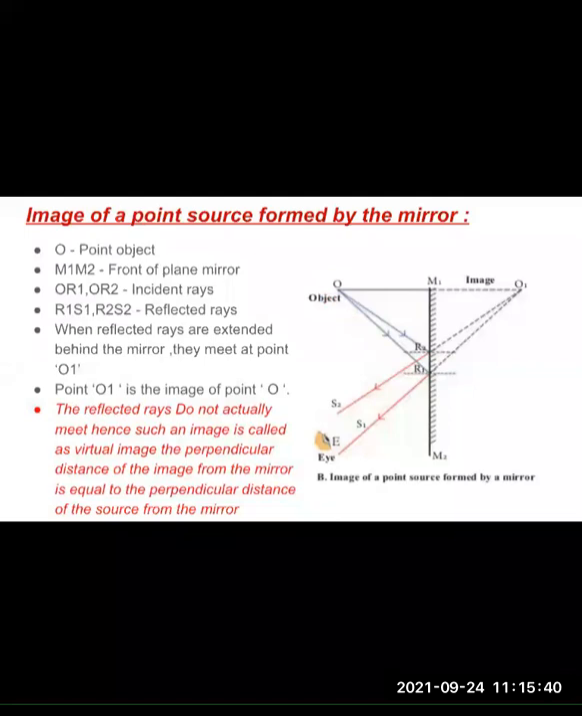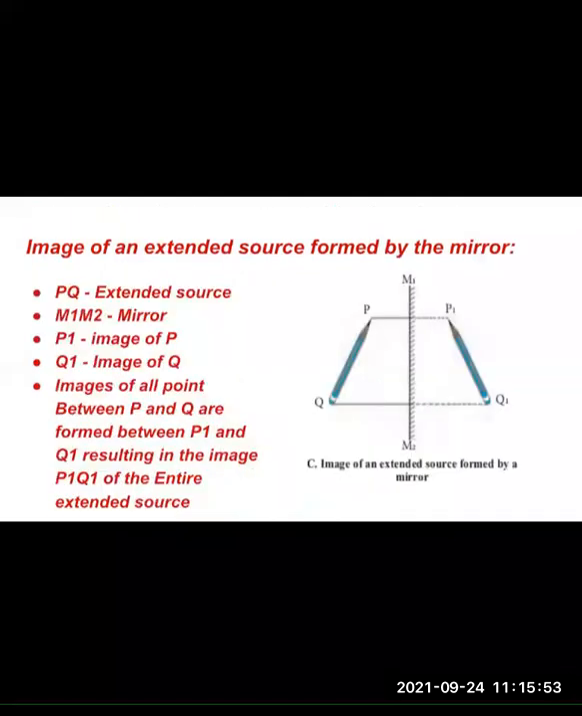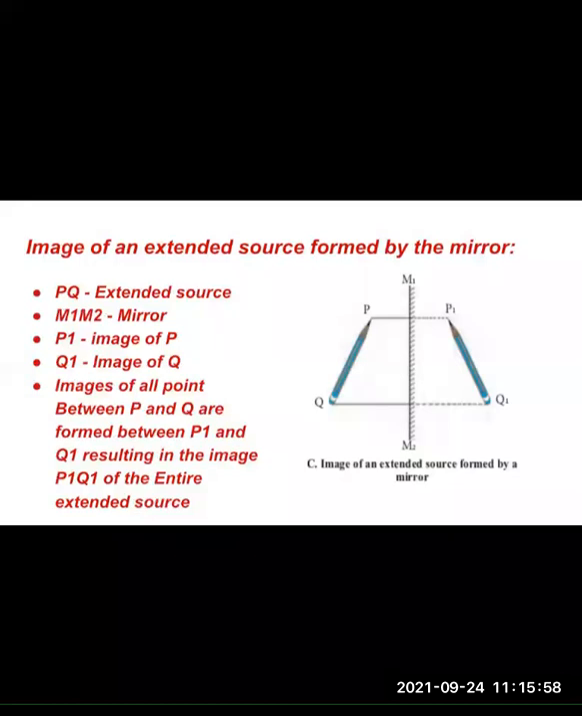The next concept that we will be seeing now is, what if the object is an extended source? Now we have to first see what is an extended source. We saw a point source. We will now see an extended source. In our case, the extended source is in the form of a pencil. The diagram itself depicts a pencil. So here we are seeing a source PQ, which we will call an extended source.